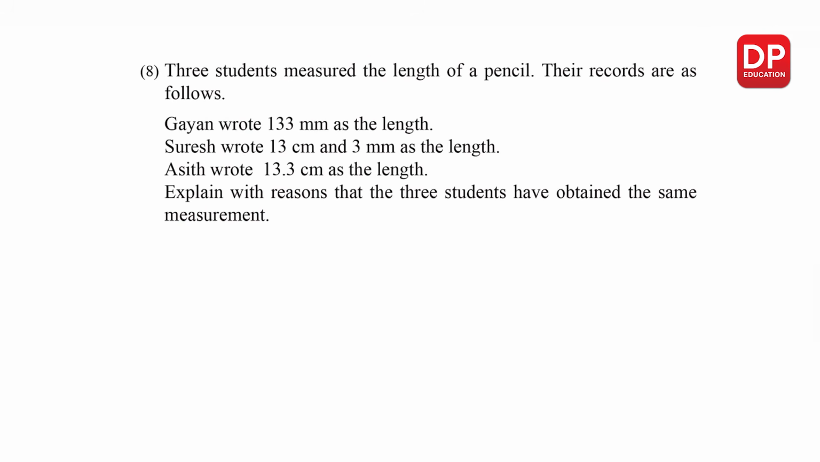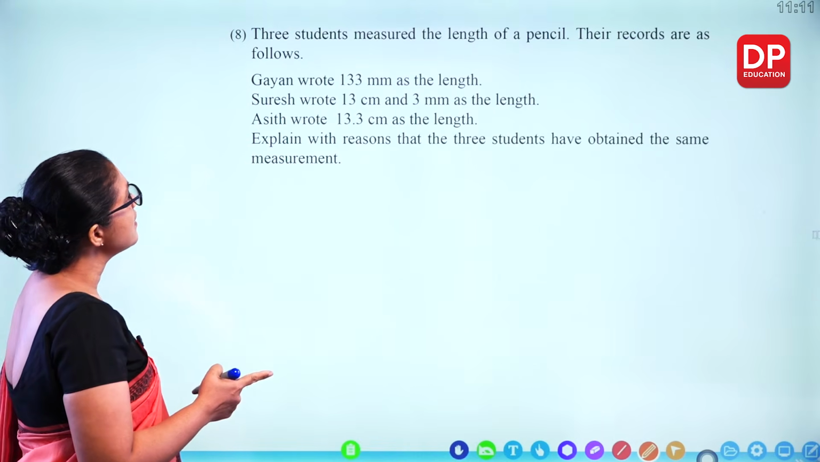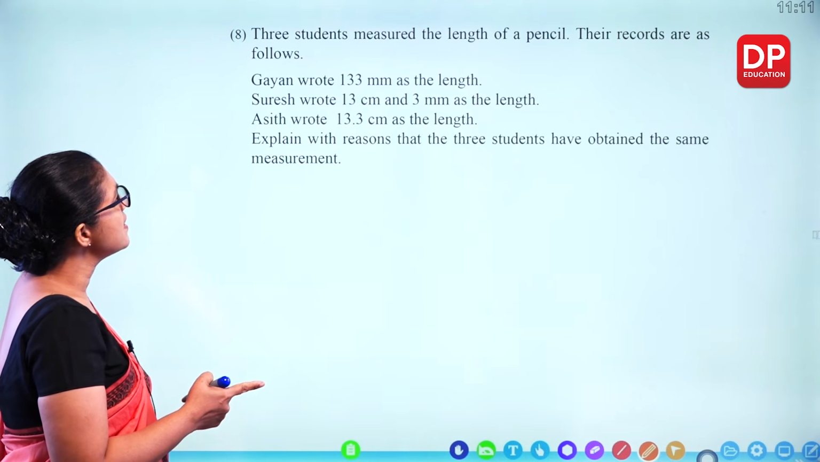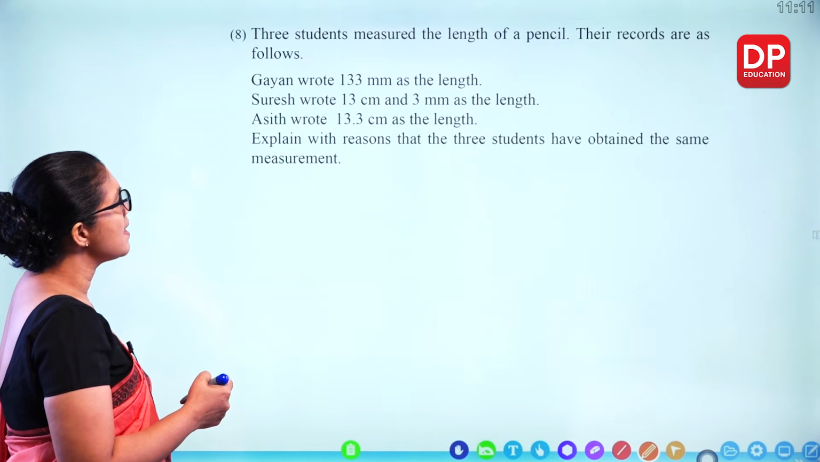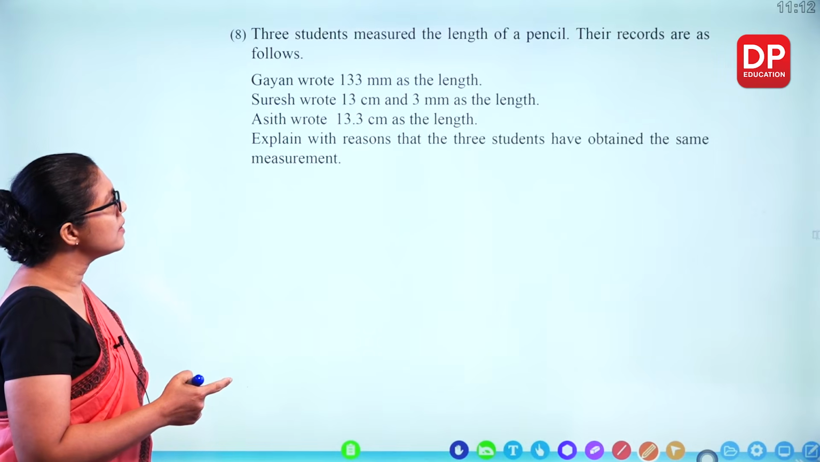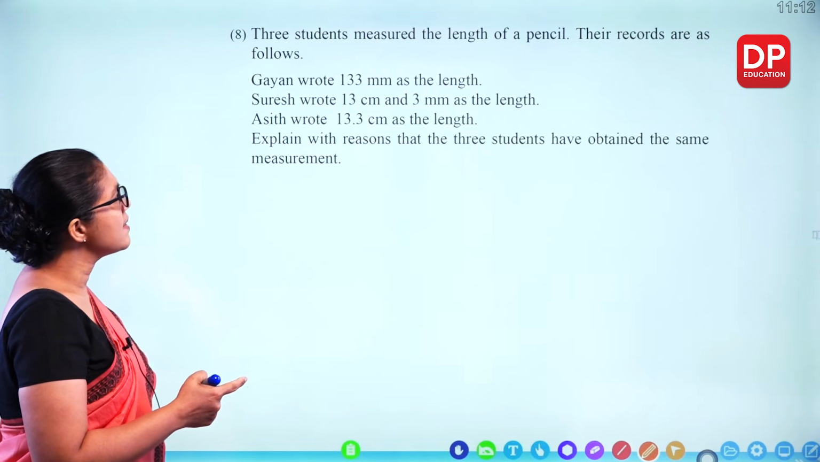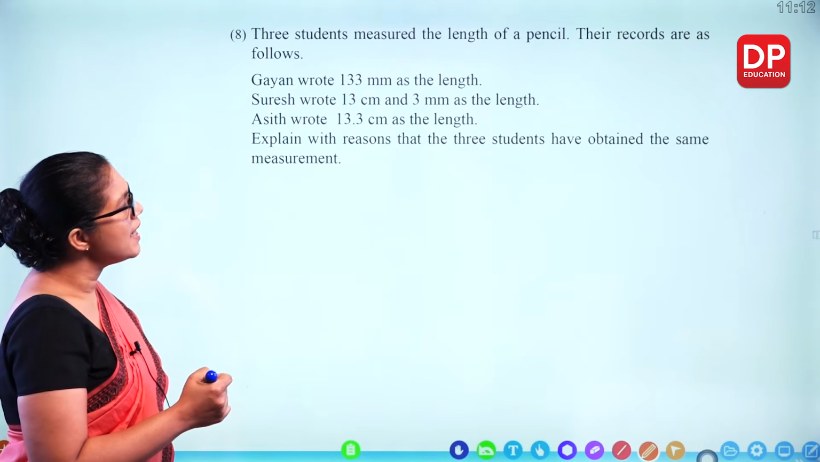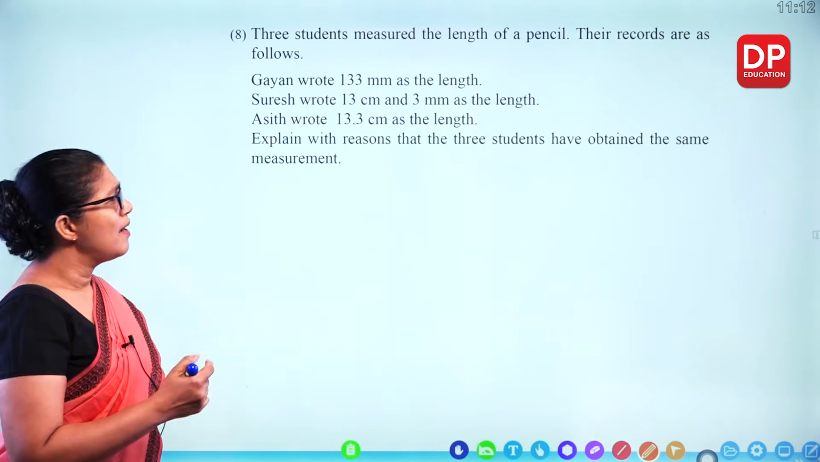Look at this one. 3 students measured the length of a pencil. Their records are as follows. Gayan wrote 133 millimeters as the length. Suresh wrote 13 centimeters and 3 millimeters as the length. Asit wrote 13.3 centimeters as the length. Explain with reasons that the 3 students have obtained the same measurement.